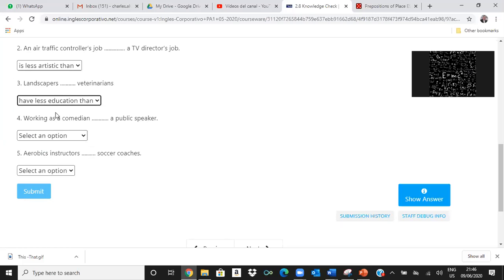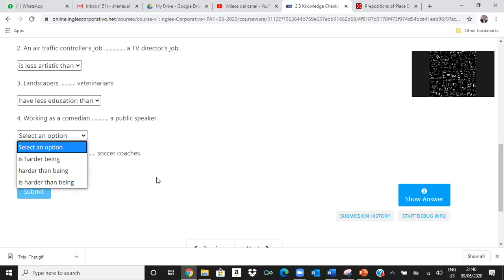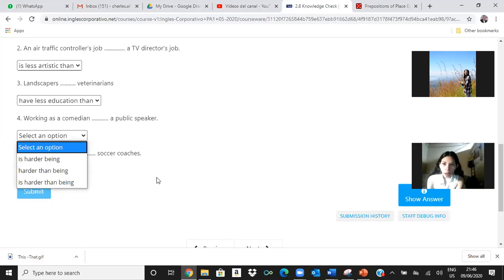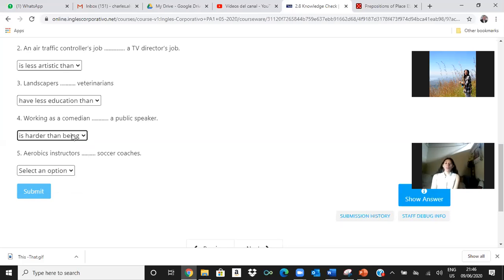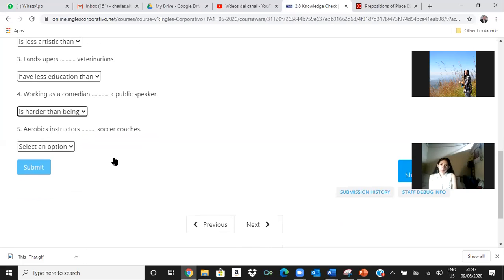So this is a noun. Este es un comparativo con noun. Number four, working as a comedian, blank, a public speaker. Working as a comedian is harder than being. Yes, yes, yes, very good. So, okay, ya ustedes me van a decir cuál usaron en cada una, for example: nouns, adjectives, verbs, past participles. Number five, aerobics instructors, blank, soccer coaches.